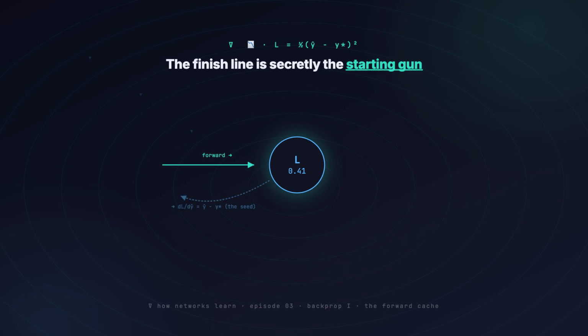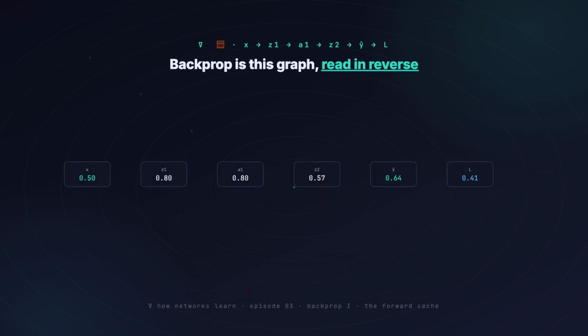Its value, L = 0.41, is the thing you watch go down across training, but its derivative, dL/dL, is the first gradient, the seed that the entire backward pass grows from. The finish line is secretly the starting gun. Step back and look at the whole chain. X to Z1 to A1 to Z2 to Y-hat to L. 6 nodes, 5 operations, and a value living at every node.